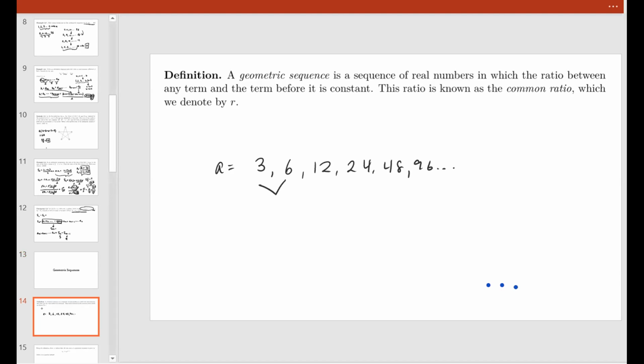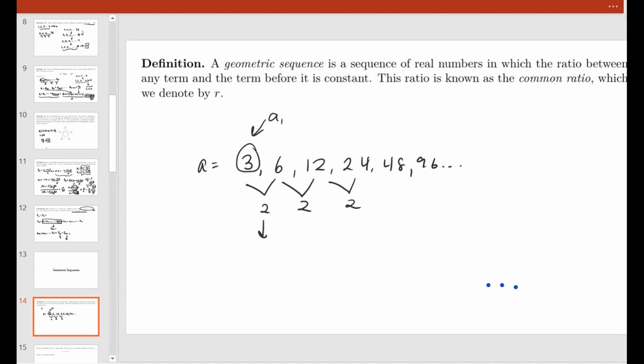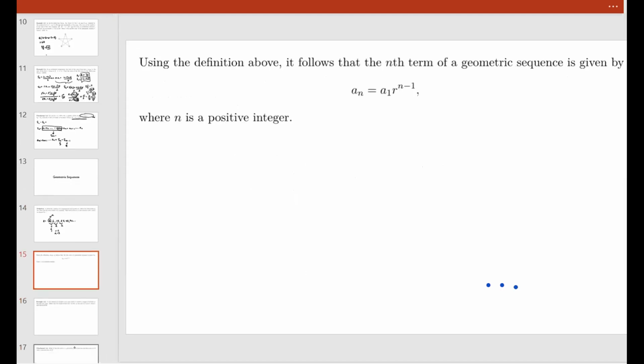Because 6 divided by 3 gives us 2, 12 divided by 6 gives us 2, 24 divided by 12 gives us 2, and so on. So this is our first term of the sequence, a1, and we denote this common ratio by r. So we have r is equal to 2 and a1 is equal to 3 for this geometric sequence.